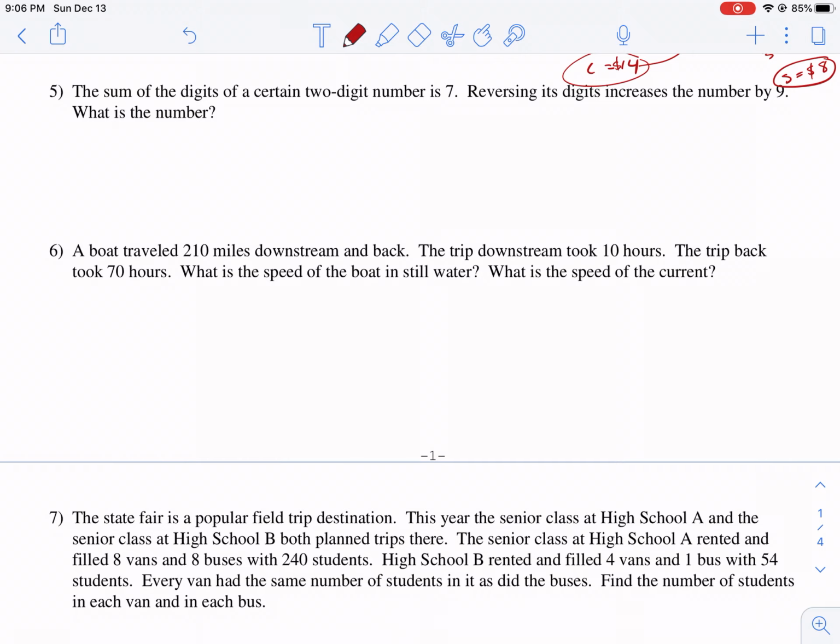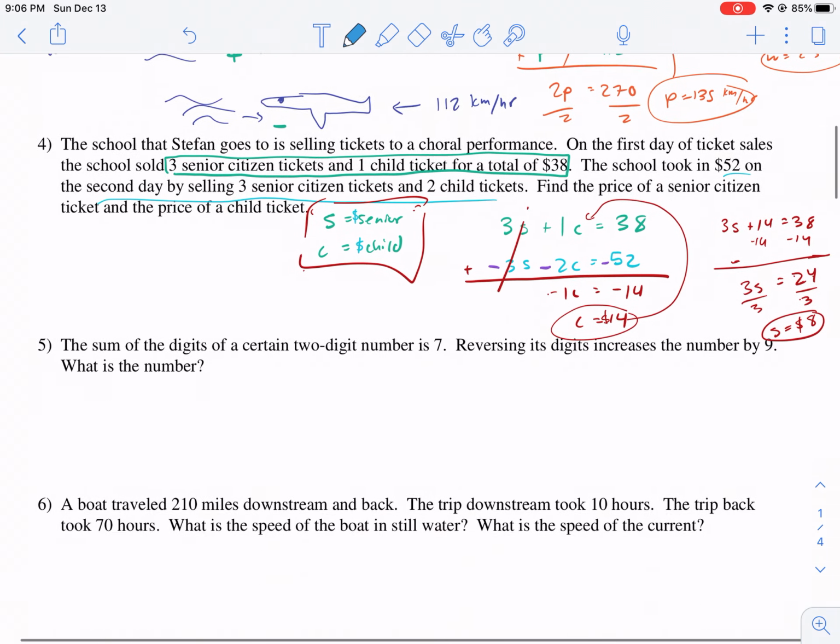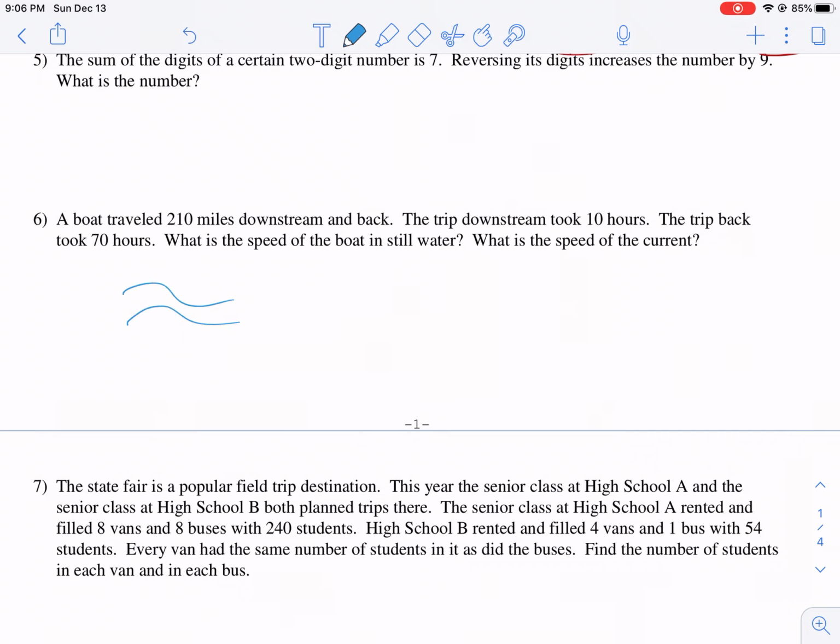So a boat traveled 210 miles downstream and back. The down trip took 10 hours. The up trip took 70 hours. What is the speed of the boat in still water? Very similar to, was that number 3 with the speed of the current helping our boat? Okay, so our boat was helped on the way down. We have a little propeller on it, so it can go against the current. But on the way up, it took 10 hours.